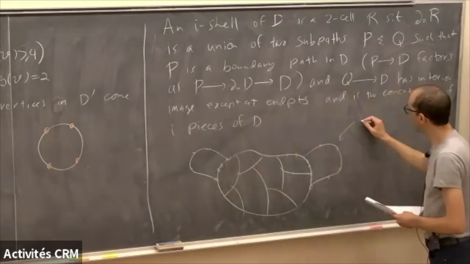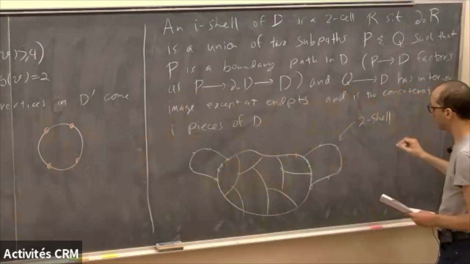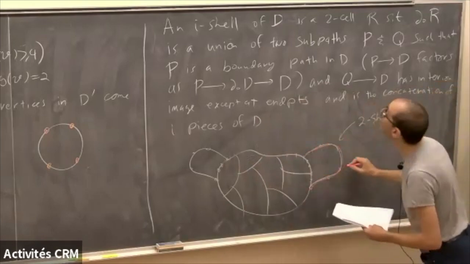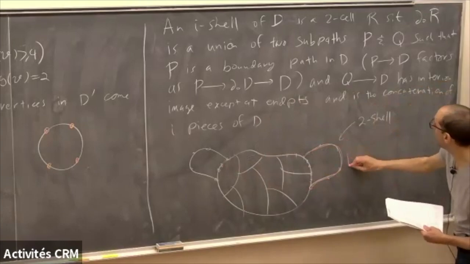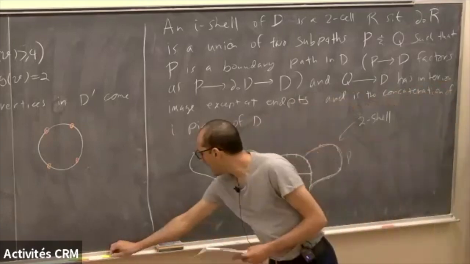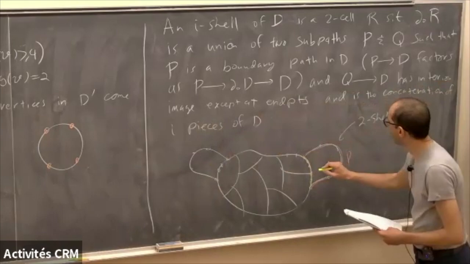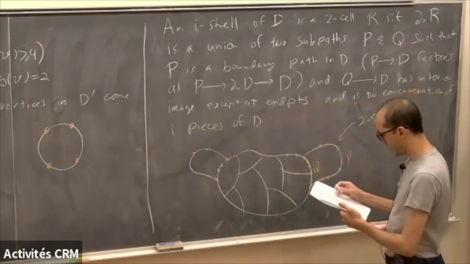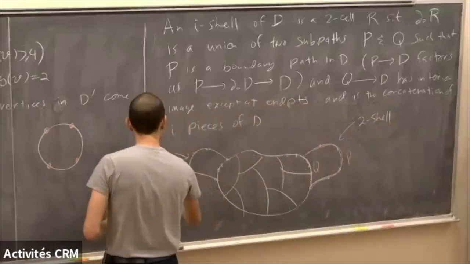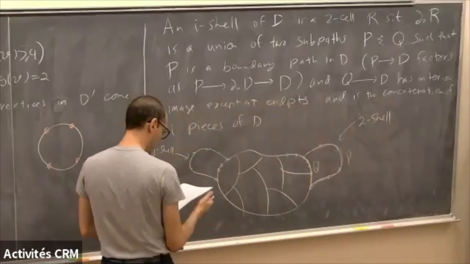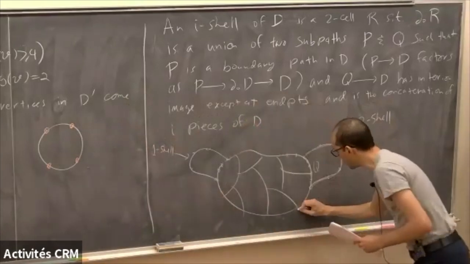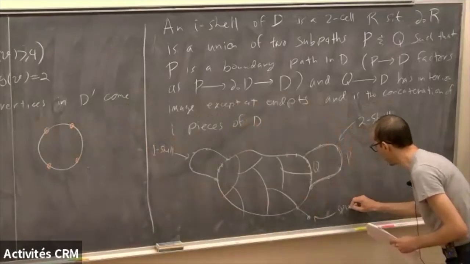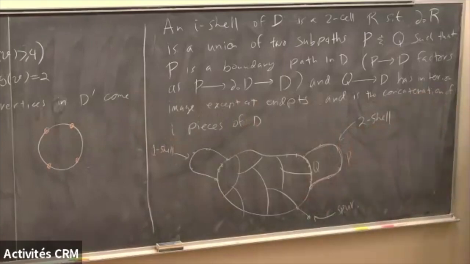Okay, well, let's look at an example. So that is a two-shell. That part is P, that's on the boundary, and that part is Q, or it's the image of Q in D. And that's a one-shell. And I'll remind us what a spur is by putting that there right now. That's a spur. Okay.